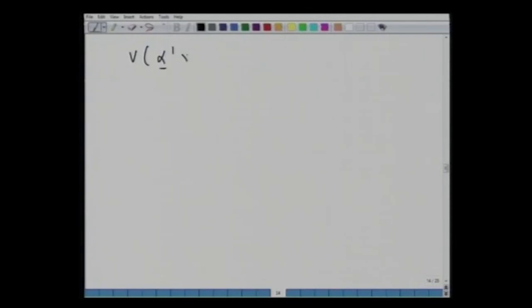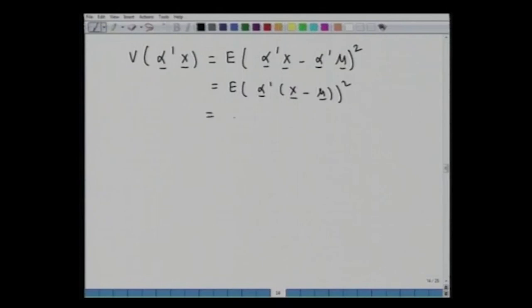So this is the variance of alpha prime X. This is given by the expectation of alpha prime X minus alpha prime mu, where mu is the expectation vector of X, this whole square. So this would be given by the expectation; we take alpha prime out, so this is X minus mu, whole square. So this would be the expectation of alpha prime times X minus mu, then the transpose of that, multiplied by this alpha vector. So this would just be alpha prime, then the covariance matrix of X, which is sigma, times alpha. So this is the variance of alpha prime X.